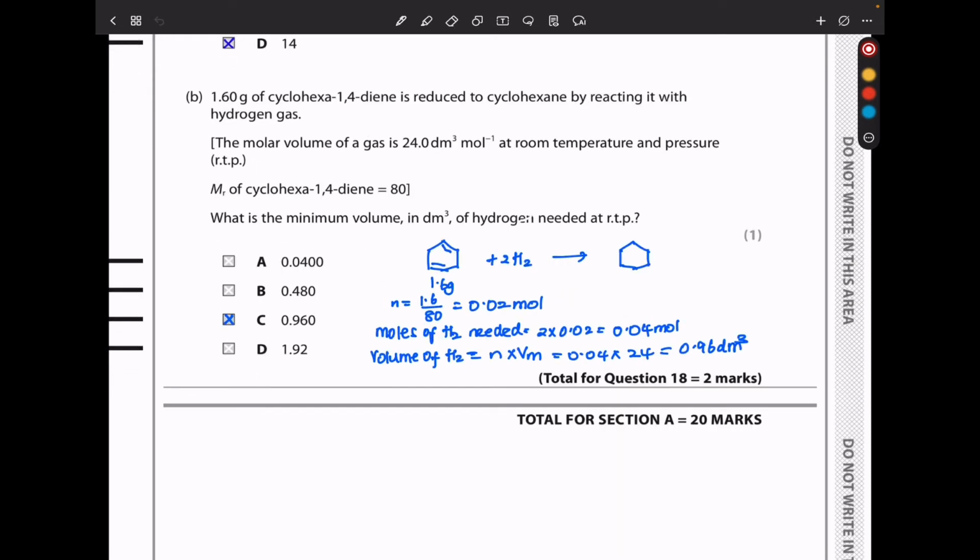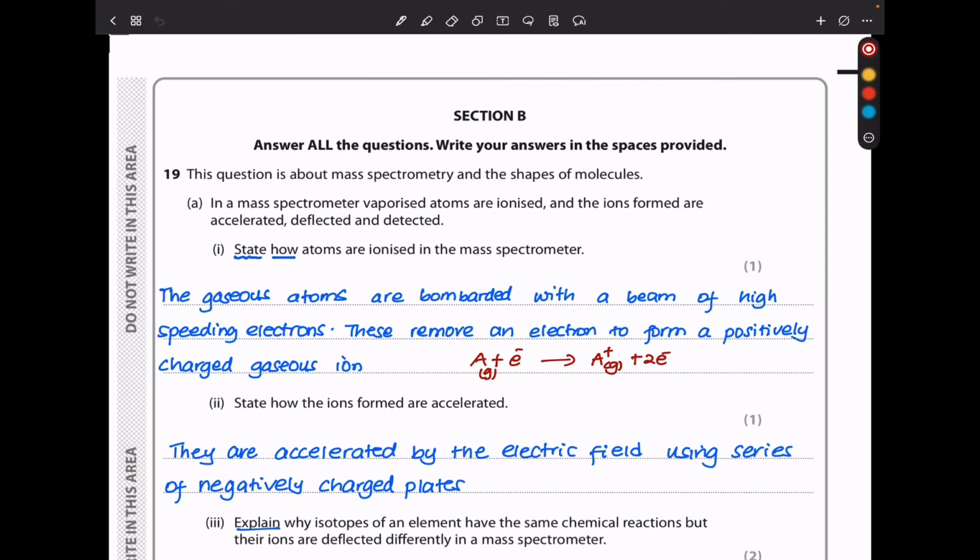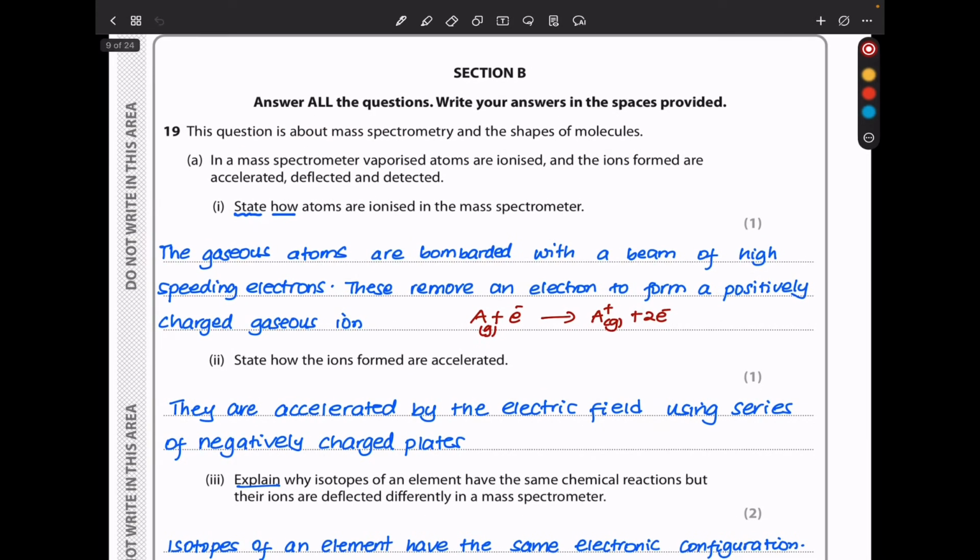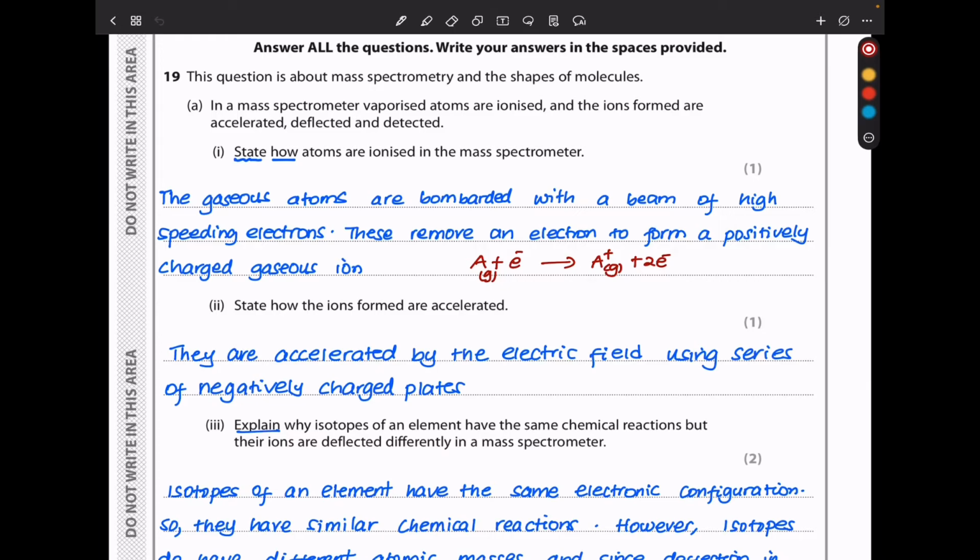So moving on to section B. Question 19, this question is about mass spectrometry and the shapes of molecules. In a mass spectrometer, vaporized atoms are ionized and the ions formed are accelerated, deflected, and detected. State how atoms are ionized in the mass spectrometer.